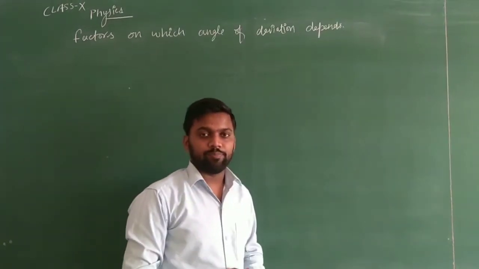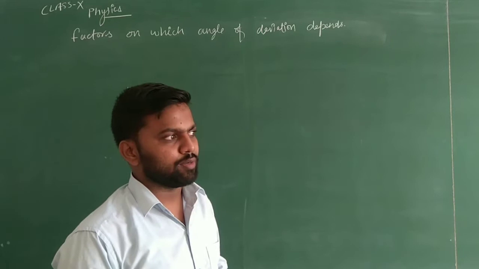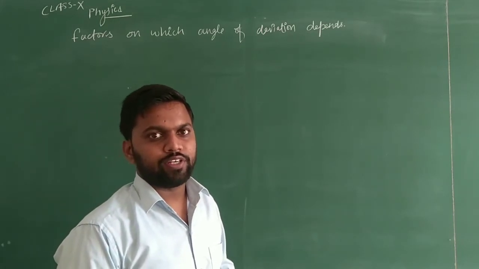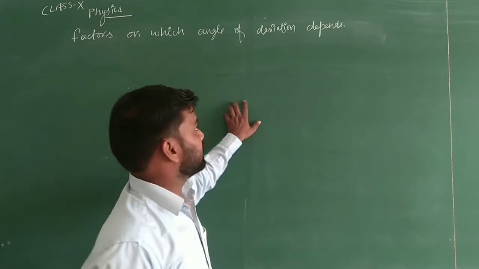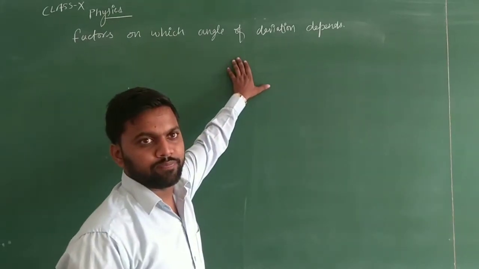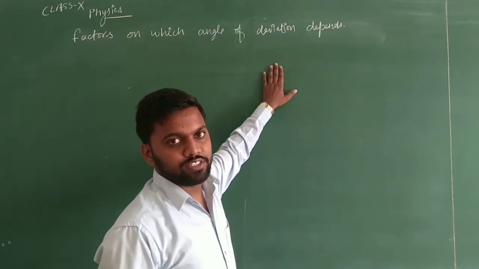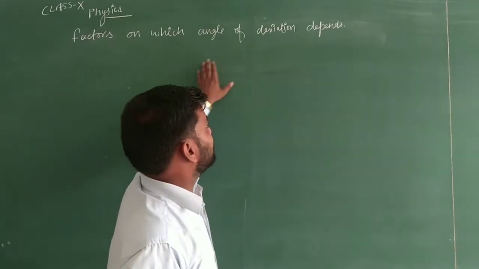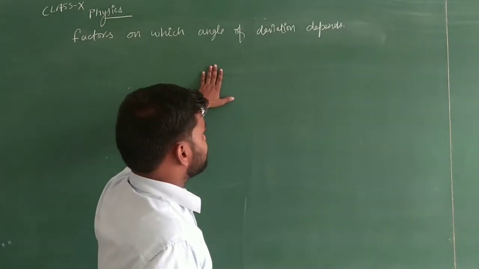Hello students, in the previous session we have learned about the dispersion of light through a prism. In this particular video we will see the factors on which the angle of deviation depends. First of all, we will see what the angle of deviation is, and after that we will see on which factors it depends during the dispersion.